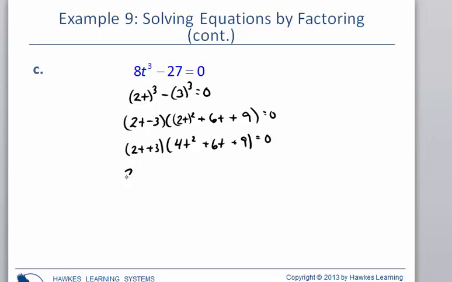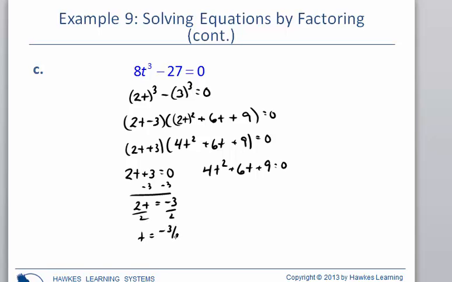We'll set each part of that equal to 0. 2t plus 3 is equal to 0, and 4t squared plus 6t plus 9 is equal to 0. Solving the first one is easy because we can subtract the 3 from both sides, giving me 2t is negative 3, and divide both sides by 2. T is equal to negative 3/2, and that's one of our two solutions.